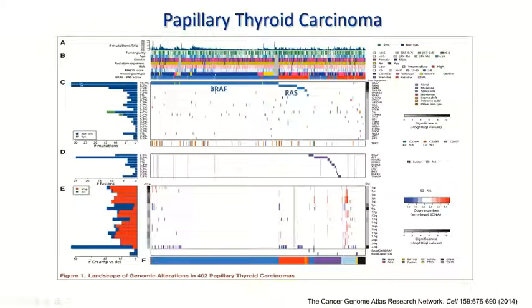So this is an oncoplot that shows 400 papillary thyroid carcinomas. Every column here is one tumor, and every row is a specific mutation or genetic event that was found in this tumor. When we start with point mutations, a large proportion, 30 to 60 to 70% of all papillary carcinomas, have the BRAF V600E mutation. This is the most common alteration in these tumors.